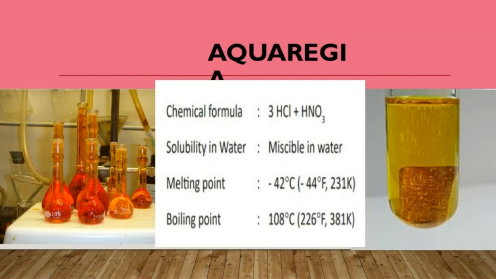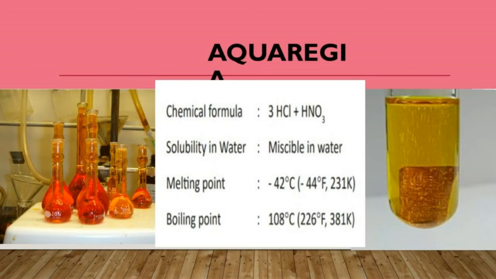It is a yellow-orange liquid. It is a highly corrosive liquid and is able to attack gold and other substances. The chemical formula for aqua regia is 3HCl plus HNO3. It is soluble in water, that is, miscible. The melting point is 42 degrees Celsius. The boiling point is 108 degrees Celsius.